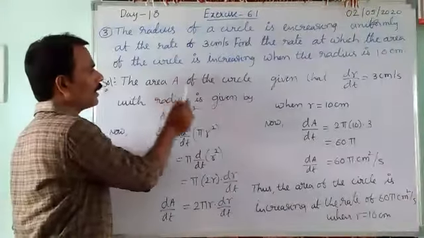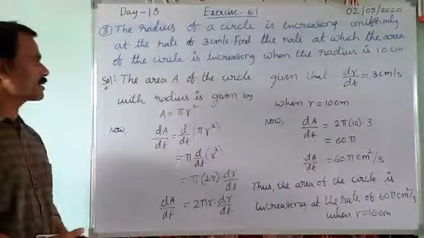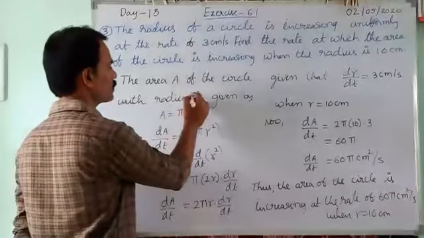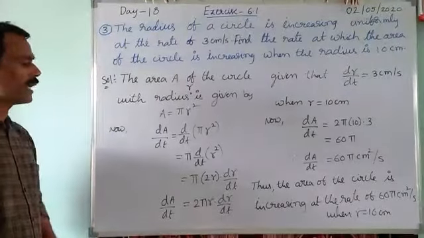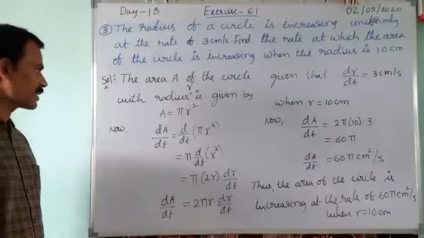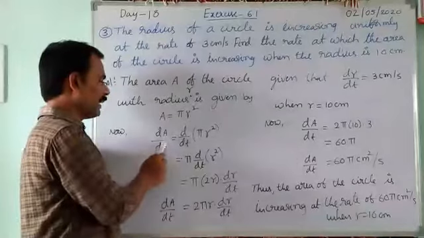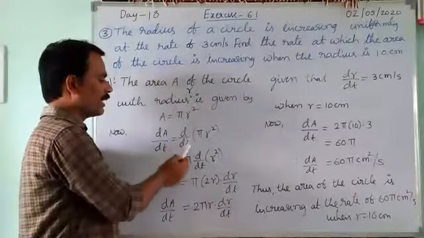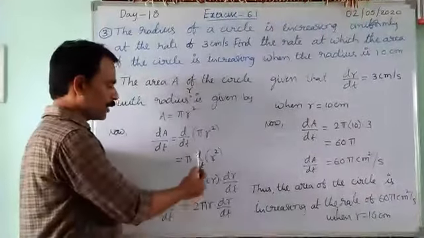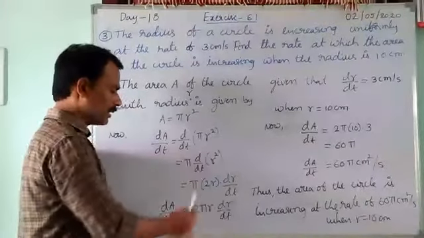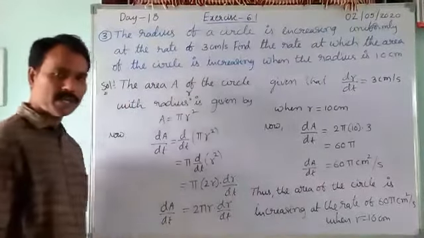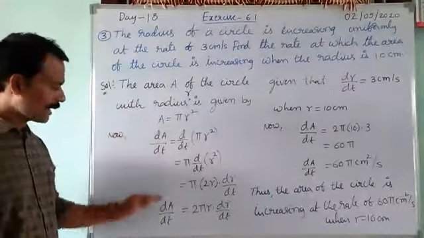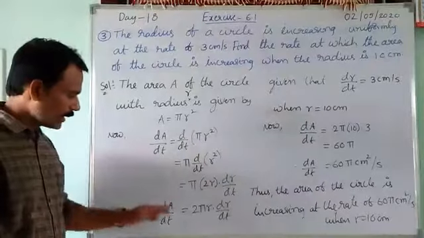So the area A of the circle with radius r is given by A is equal to pi r square. Now dA by dt is equal to d by dt of pi r square, pi into d by dt of r square, pi into 2r into dr by dt, 2 pi r into dr by dt. This is our calculation.